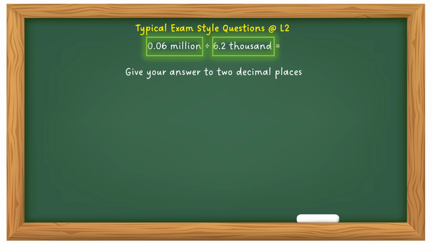Now this is a question that comes up just about every time I see it. Most learners get it wrong, okay? And you can see here you're asked to divide 0.06 million by 6.2 thousand. And believe it or not, this is a calculator paper, but most people get it wrong because they don't understand about place value, right? And you can see it says give your answer to 2 decimal places.